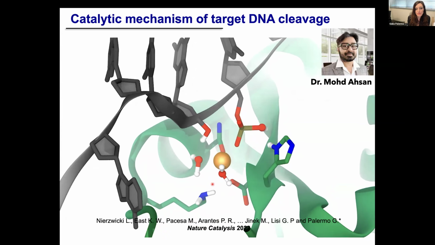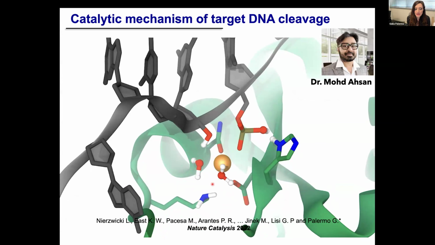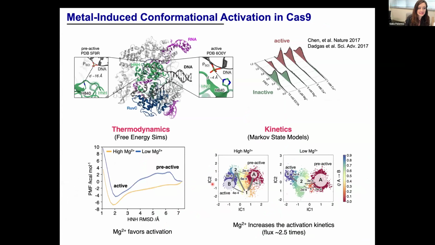A postdoctoral scholar in my lab, Mohamed Ahsan, has built on this study to characterize how alternative metal ions, for example magnesium, aluminium, lithium, cobalt, affect the catalytic mechanism and the activation of Cas9. In particular, Cas9 changes conformation from an inactive state in which HNH is far from the cleavage site to the active conformation in which the catalytic histidine is prone to perform cleavage. Single molecule experiments have shown that by changing the concentration of metal ions, in particular magnesium, calcium, and cobalt, the HNH domain assumes more favorably an activated conformation.